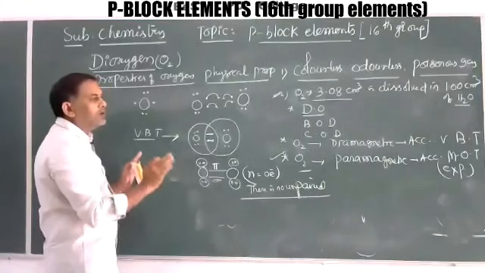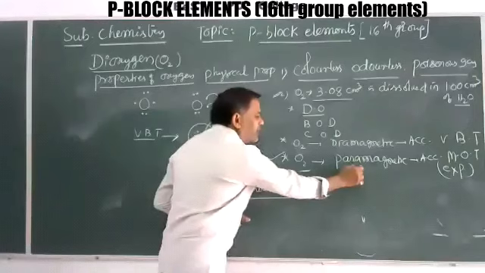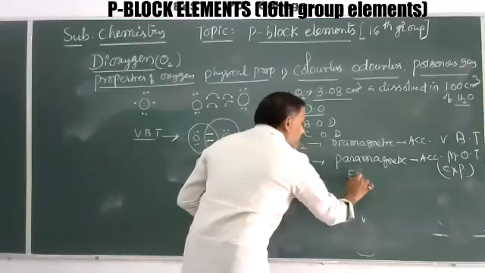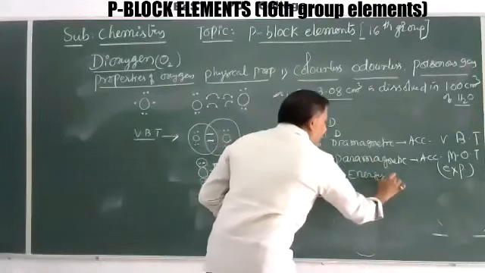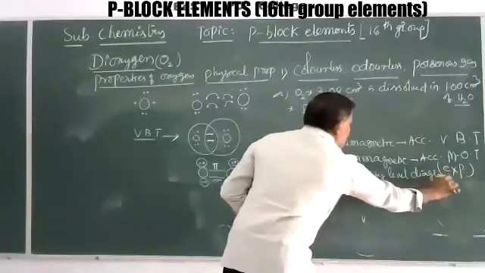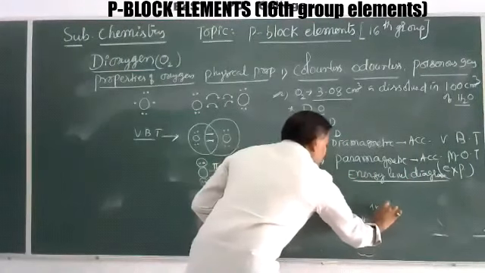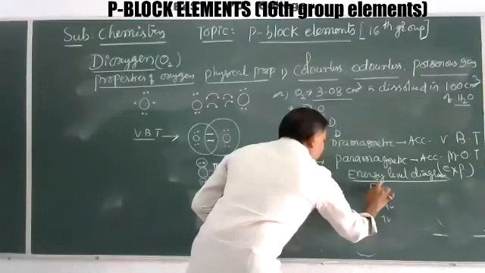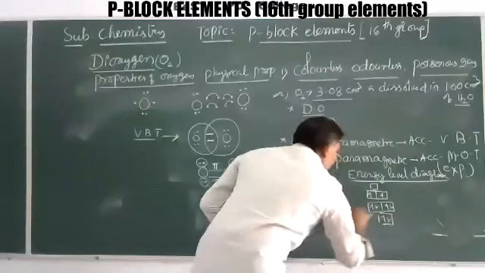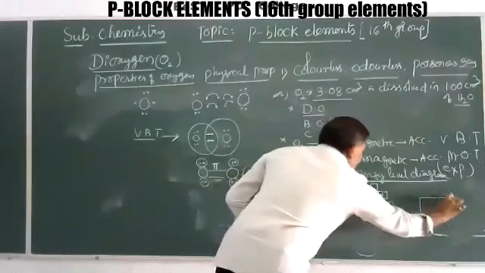But according to experimental analysis and according to MOT, it is paramagnetic in nature, because according to molecular orbital theory and the energy level diagram, the last 2p energy level contains vacant orbitals. Here 2 are there, here also 2 are there. This is the complete energy level diagram for the oxygen molecule.